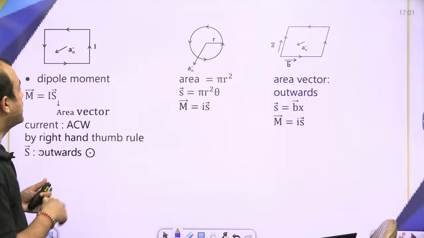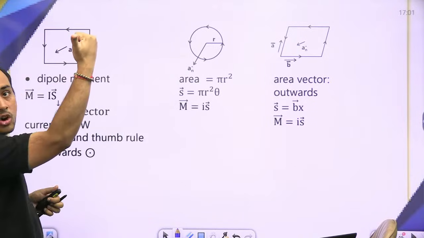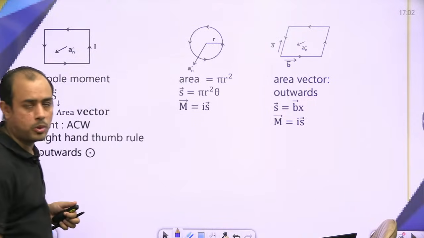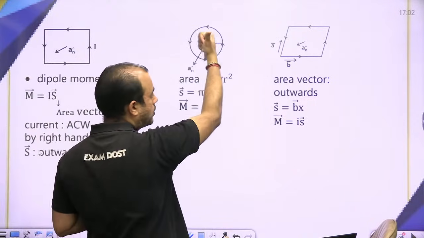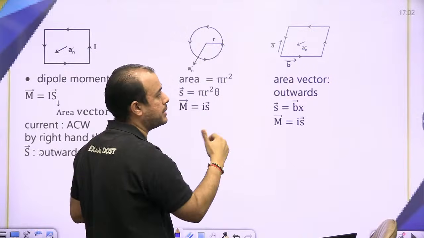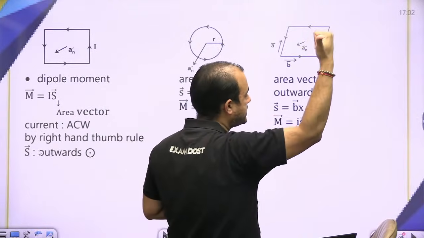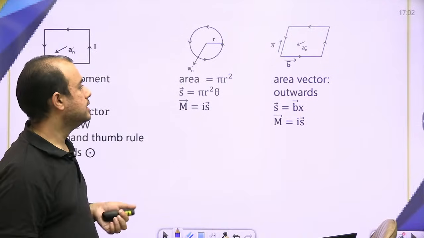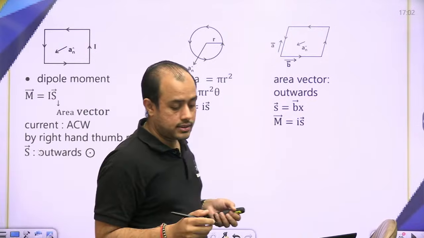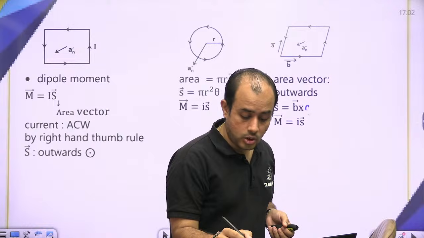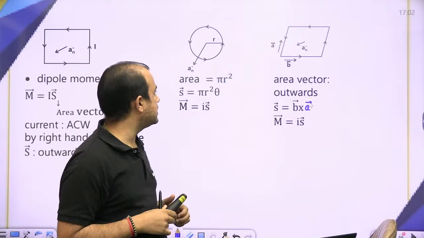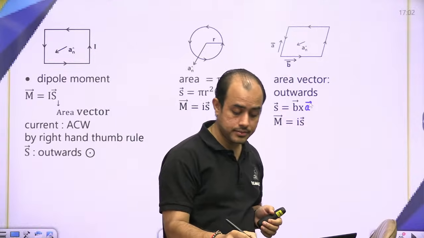Okay? So if current is anti-clockwise, the normal direction is outwards. That is the direction of dipole moment. Current anti-clockwise, area vector outwards, dipole moment. Okay? Is that clear? So area vector will be B cross A. Here area will be pi r square.